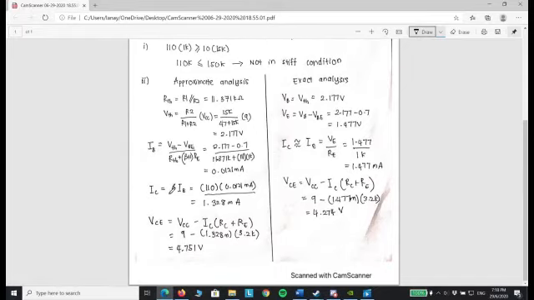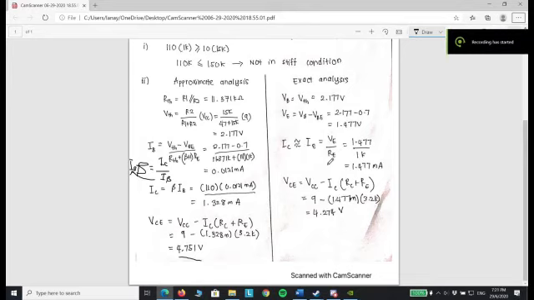Next, to find the IC, you know that beta equals IC over IB. Then we can put the IB here, modify the formula, and you will get IC equals beta IB. So we know that beta is 110 and the IB is 0.0121 milliampere. So you will get 1.328 milliampere.